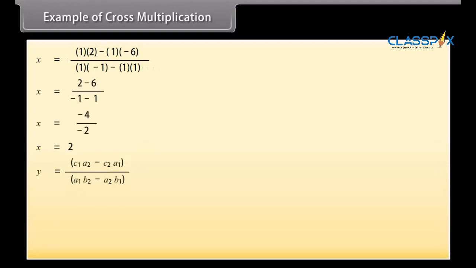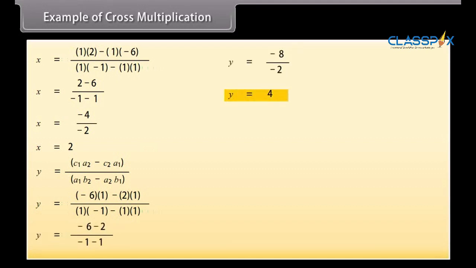y = (c1 a2 - c2 a1) / (a1 b2 - a2 b1). Now by substituting the values we get y = (-6 × 1 - 2 × 1) / (1 × (-1) - 1 × 1). By calculating we get y = 4. Therefore the solution is (2, 4).